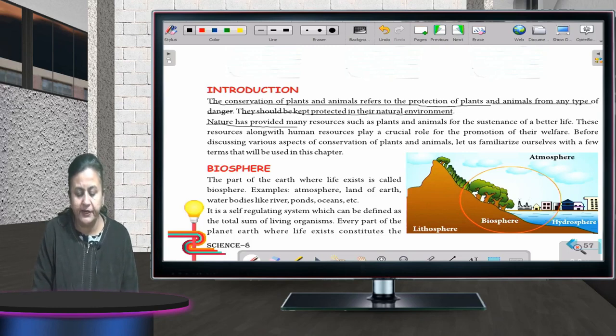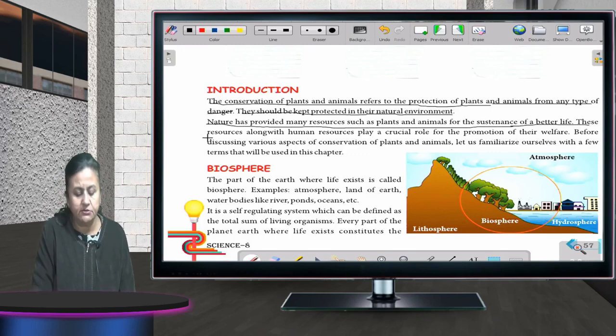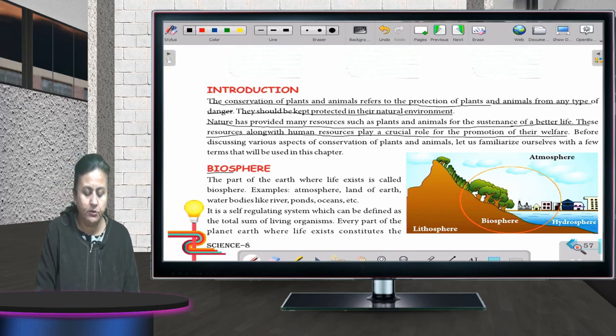Nature has provided many resources such as plants and animals for the sustenance of a better life. These resources along with human resource play a crucial role for the promotion of their welfare. Now we'll talk about what is biosphere. The first topic is biosphere.